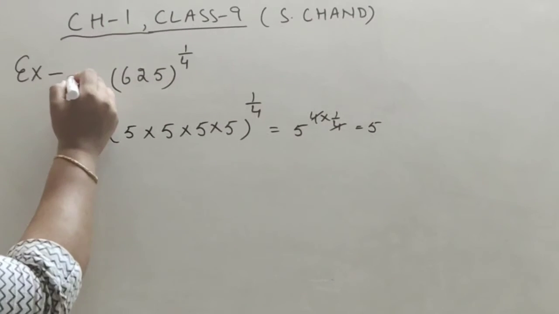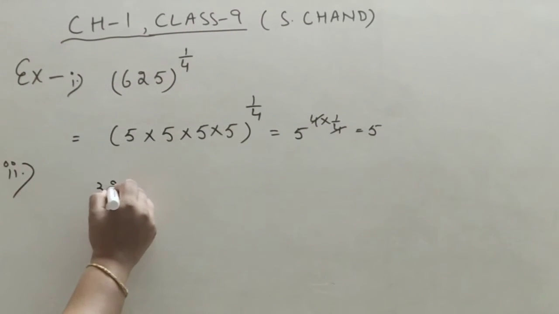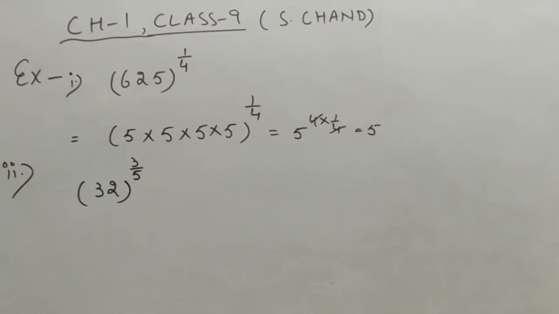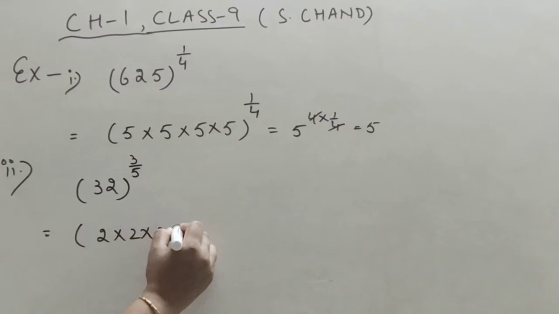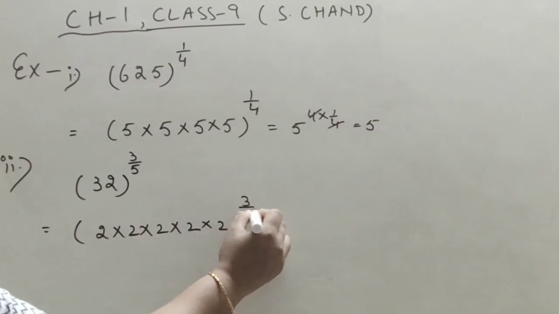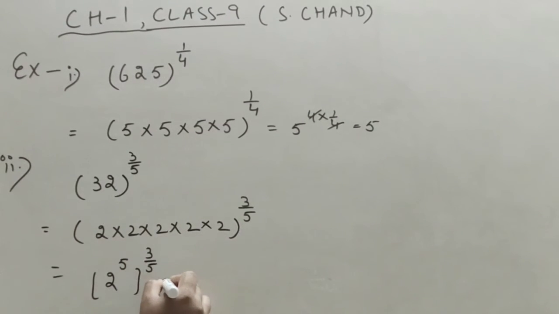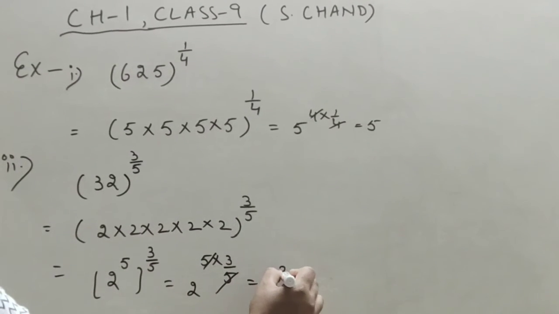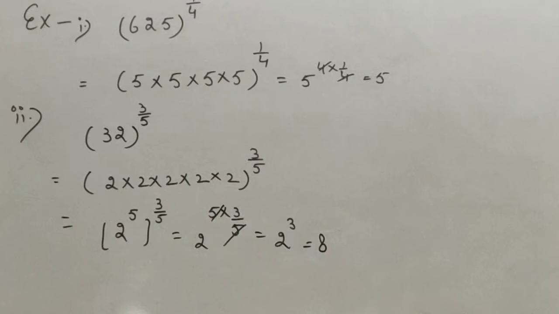Okay, and the other example is 32 to the power 3 upon 5. Okay, so in this question the same process will be there. 2 into 2 into 2 into 2, that is 2 to the 4, 2 the 8, 2 the 16, 2 the 32, 3 upon 5. We can write it as 2 to the power 5 and the power 3 upon 5. So multiplication of the powers, it will be 2 to the power 3 and this will be 2 into 2 into 2, that means it is 8.